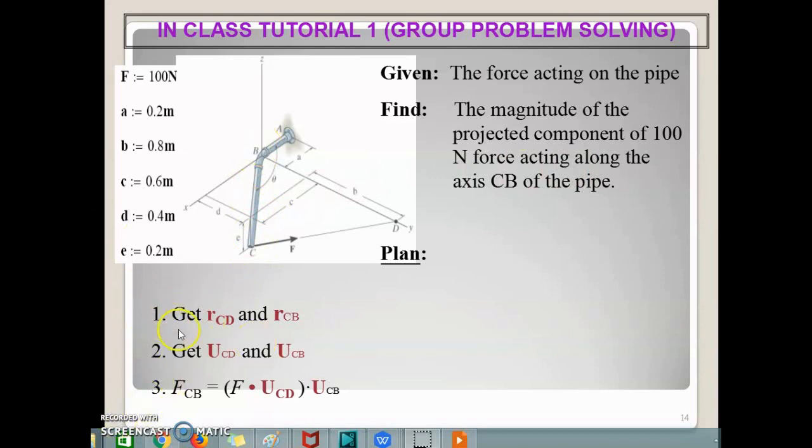So here the steps: you need to get the RCD and RCB. Here this is the RCB, and you also need to create the radius, the vector position, for this force, and then from the radius or the vector position, get the unit vector for those CD and CB. Using that unit vector you can get the FCB.